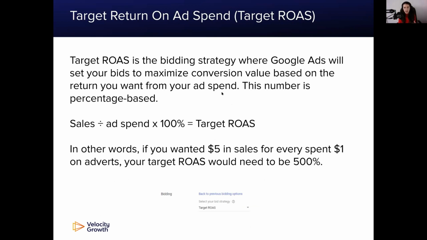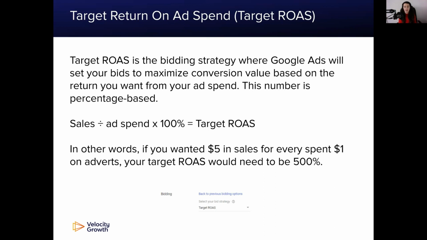You can also look at target return on ad spend, or target ROAS. Target ROAS is the bidding strategy where Google Ads will set your bids to maximize the conversion value based on the return you want from your ad spend. And this number is percentage based, which makes it a little bit confusing. But essentially, it's your sales divided by your ad spend, multiplied by 100%. That will give you what you want your target ROAS to be.